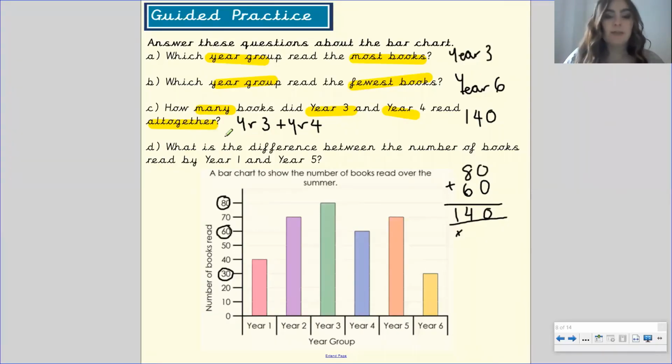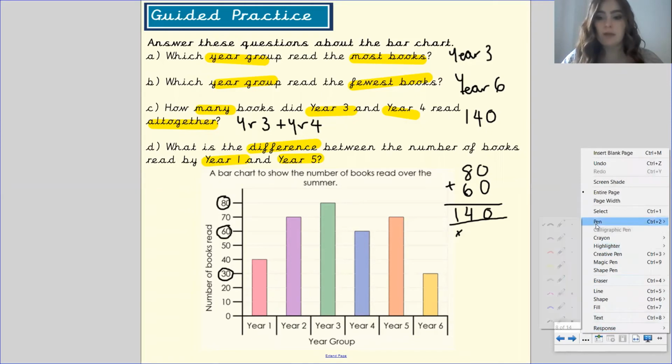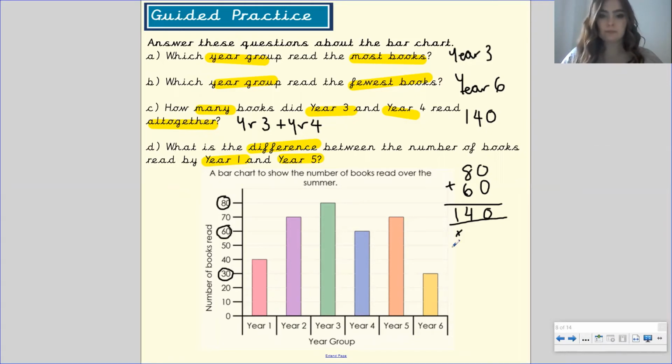Okay, so let's have a look at the last question. Now this question says, what is the difference between the number of books read by year 1 and year 5? So what do you think this question is going to be asking us to do? Pause the video to have a think. Well done. So we need to find out how many more books one class read than the other class. And to do that, we could take the smallest number away from the biggest number.